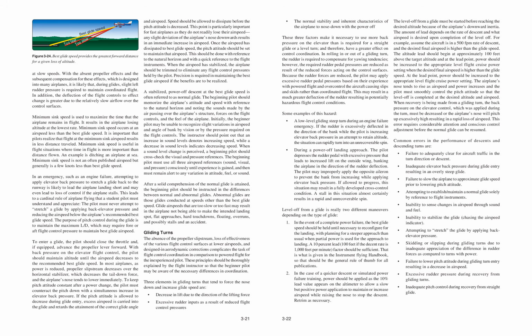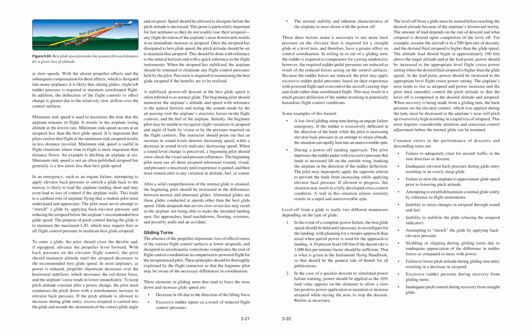The instructor should point out that an increase in sound levels denotes increasing speed, while a decrease in sound levels indicates decreasing speed. When a sound level change is perceived, a beginning pilot should cross-check the visual and pressure references. The beginning pilot must use all three airspeed references, sound, visual, and pressure, consciously until experience is gained, and then must remain alert to any variation in attitude, feel, or sound.